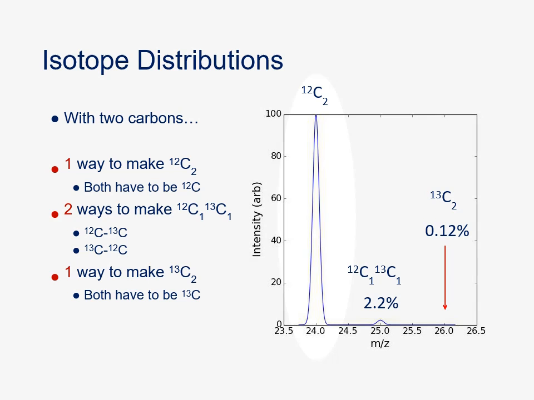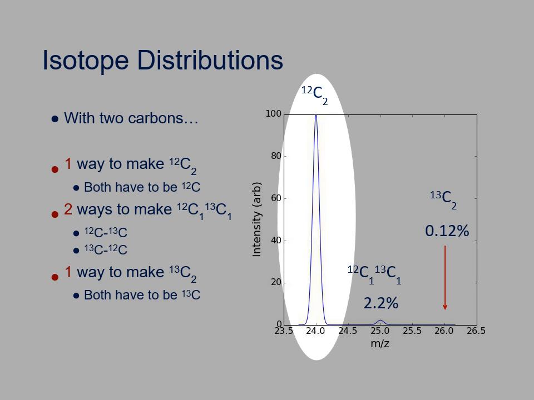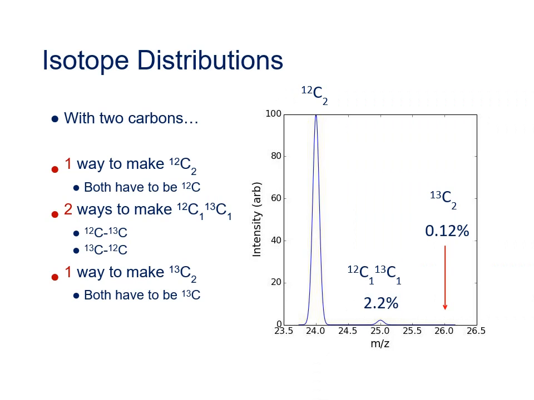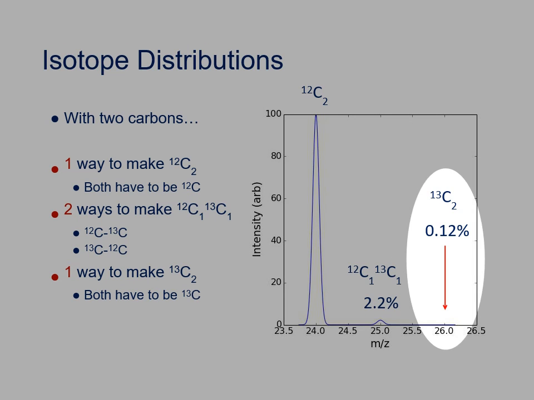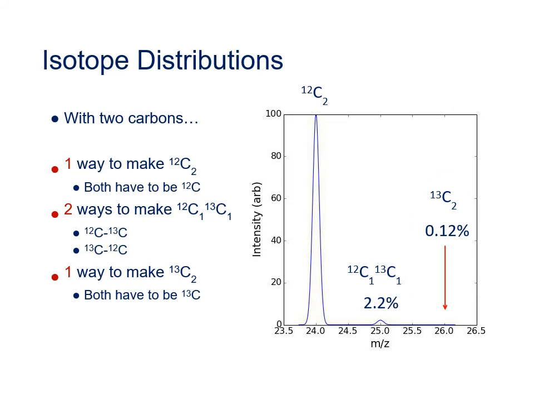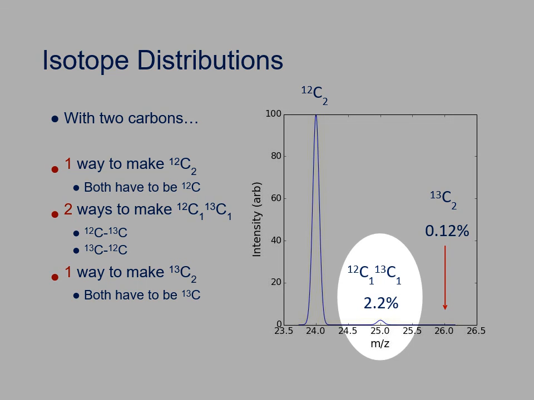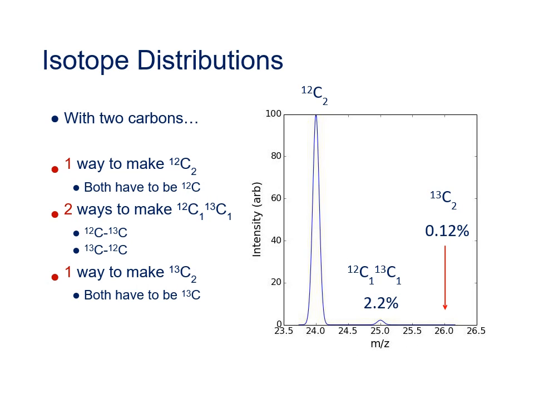The largest intensity and lowest mass peak would correspond to the mass of a cluster containing 2 carbon-12 atoms. The highest mass but lowest intensity peak would correspond to the mass of a molecule containing 2 carbon-13 atoms. And in the middle would be a peak coming from molecules containing 1 carbon-12 and 1 carbon-13.